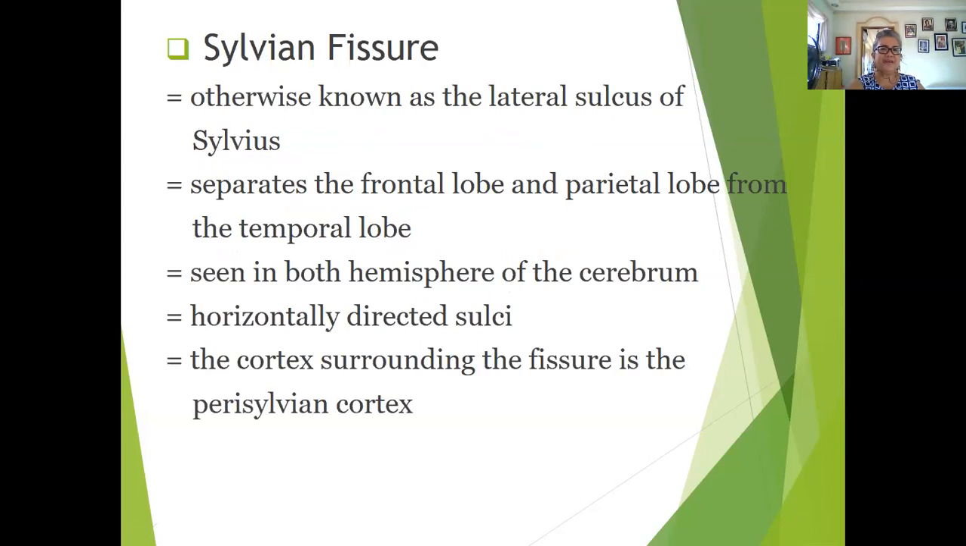Then you have the Sylvian fissure, otherwise known as the lateral sulcus of Sylvius. This separates the frontal lobe and parietal lobe from the temporal lobe. And this is seen in both hemispheres of the cerebrum. So you have two Sylvian fissures, one for each hemisphere of the cerebrum. This is a horizontally directed sulcus. And the cortex surrounding the fissure is known as your perisylvian cortex.